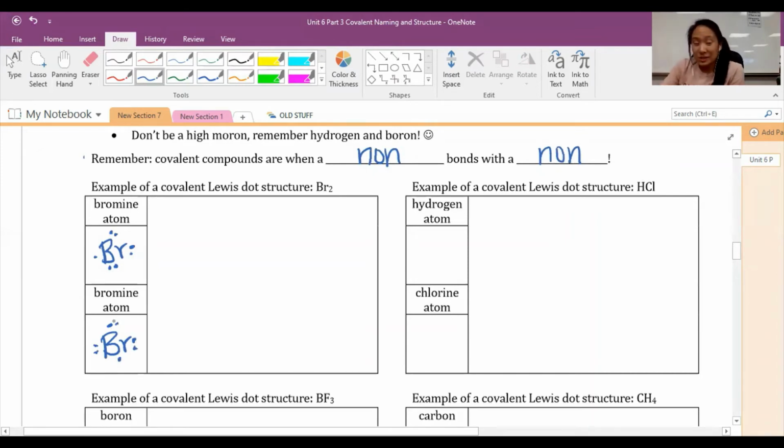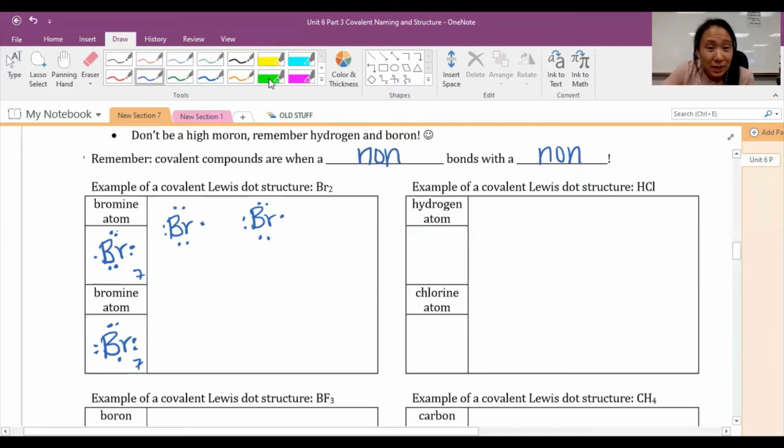So I have 2 of these that I need to consider, okay? So I am going to draw them one more time. So bromine and another bromine. Okay, so the question is, what are these elements going to do so that they both can achieve 8? Because right now they both have 7. So this one has 7 and this one has 7, right? 7 valence electrons, 7 valence electrons.